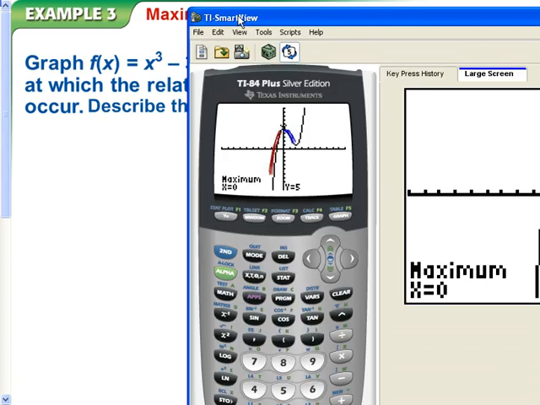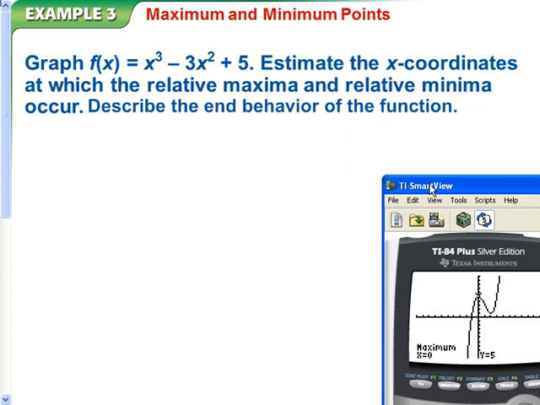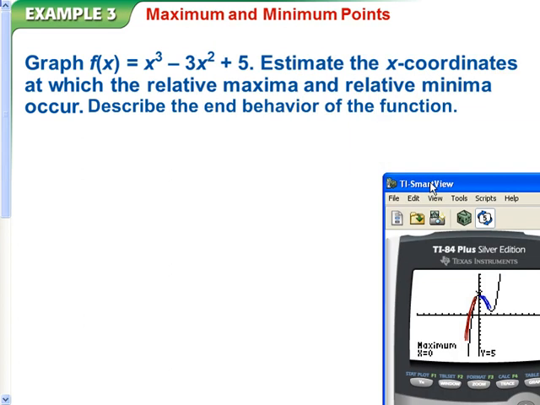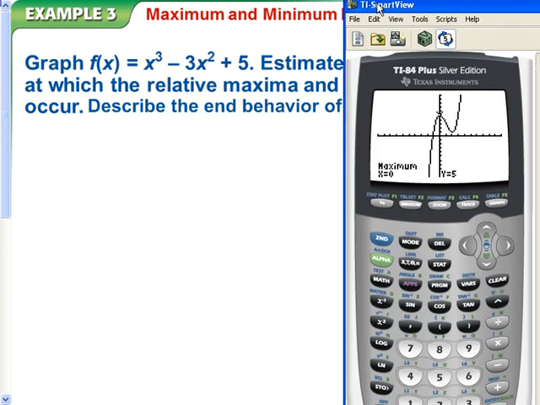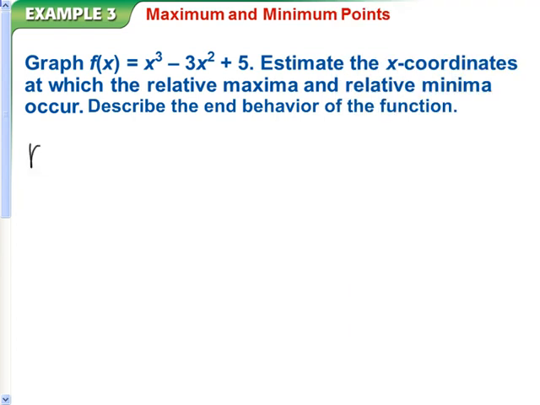So let me slide this over. What does the equation say? Estimate the x-coordinate at which the relative maximum and relative minimum occur. Okay, I actually was saying the y-coordinate, but it wants the x-coordinate. So relative max is at x equals 0.